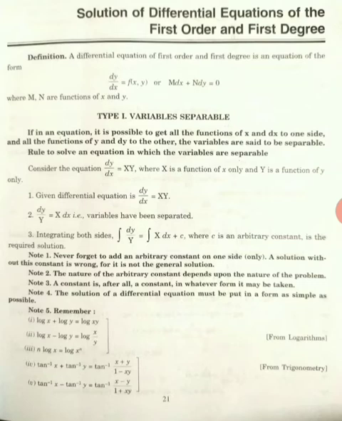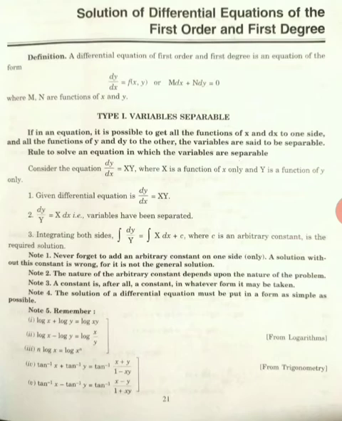Okay, next come to the variable separable. What is the variable separable here? Variable separable is one of the methods to solve a differential equation of the first order and first degree. What is the variable separable? If in an equation it is possible to get all the functions of x and dx to one side and all the functions of y and dy to the other side, that is said to be a variable separable.